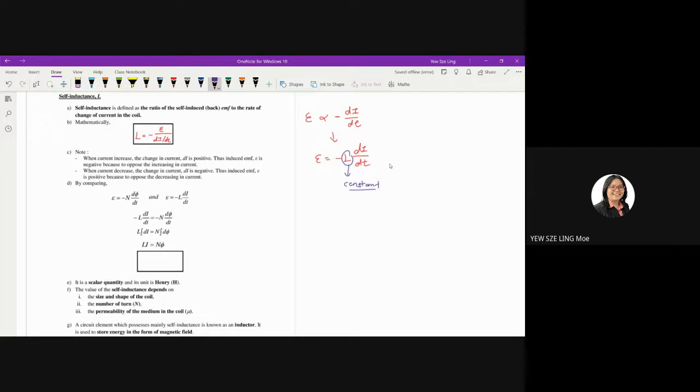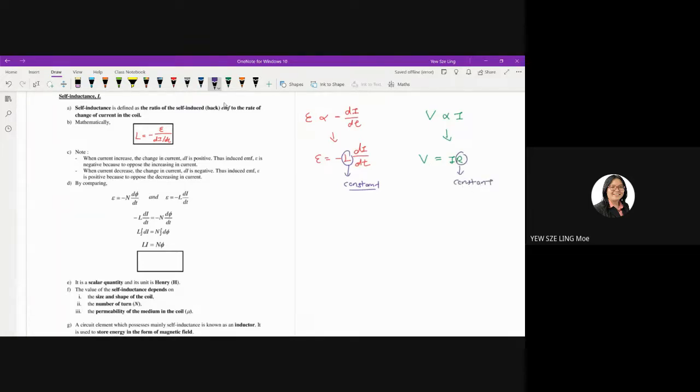This concept looks very similar to the same things that we have seen in chapter 2 and also chapter 3. In chapter 2, we have V is proportional to I. In the mathematical equation, we have V equals IR. In this equation, R is a constant value. So the idea is the same.